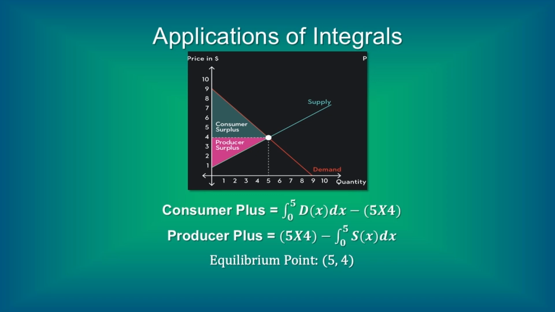Remember. Applications of integrals. In this, the important ones are only consumer surplus and producer surplus. Consumer surplus is the integral from 0 to x naught of d(x) minus the rectangle; you are subtracting the area of the rectangle from the area under the curve. Producer surplus is where you subtract the area under the curve from the rectangle. This is the difference between consumer and producer surplus. That means consumer surplus is the upper triangle, and producer surplus is the lower triangle. The equilibrium point is the intersecting point of the demand curve and the supply curve. Just these two formulas you should remember for applications of integrals.